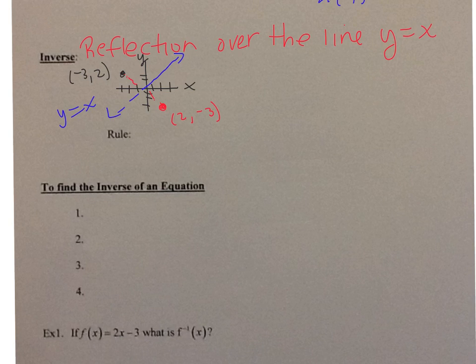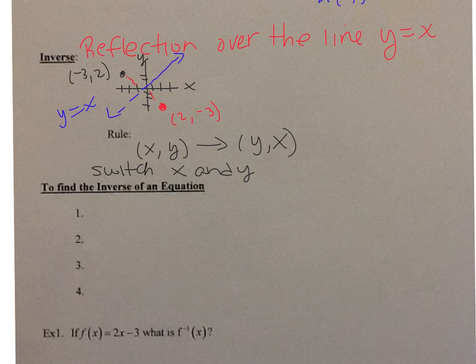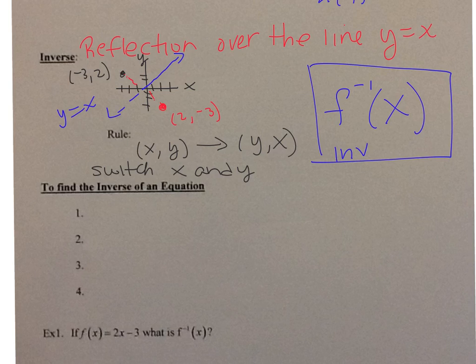So hopefully you remember the rule. And the rule is (x, y) becomes (y, x). So x and y switch. So inverse is to switch x and y. They switch positions. And the inverse notation for a function looks like f to the -1, but that means inverse. Okay, so this means inverse when you see this. It's the inverse of f of x.